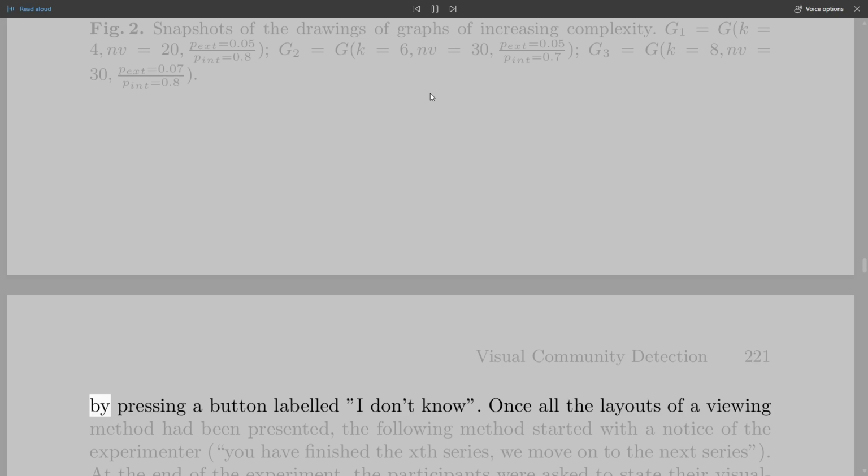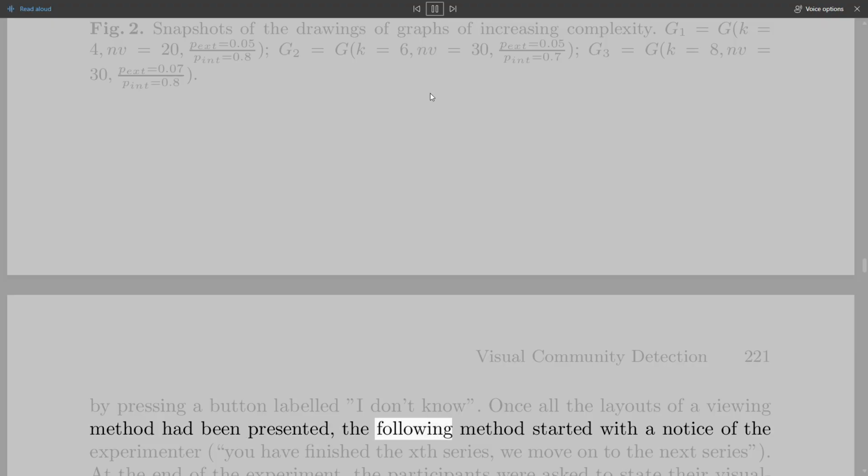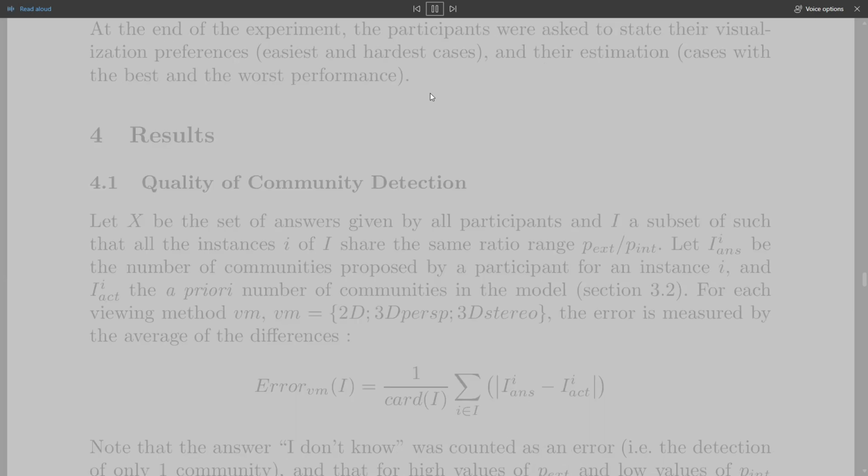This was done by pressing a button labeled I don't know. Once all the layouts of a viewing method had been presented, the following method started with a notice from the experimenter: You have finished the series. We move on to the next series. At the end of the experiment, the participants were asked to state their visualization preferences, easiest and hardest cases, and their estimation, cases with the best and the worst performance.